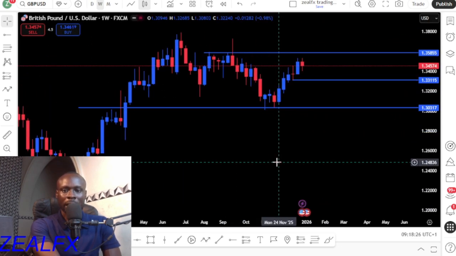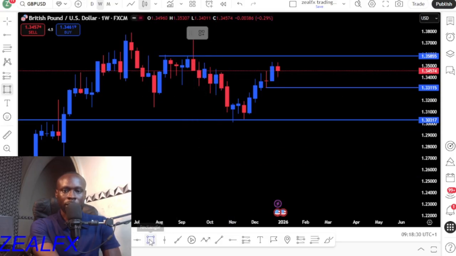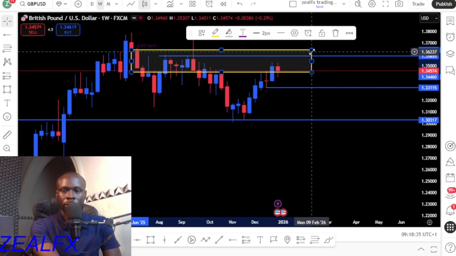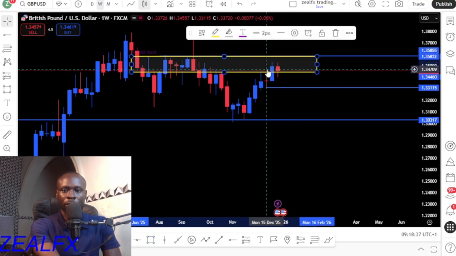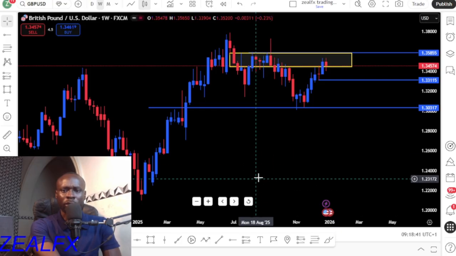On the weekly chart, you can see that price closed on the resistance level. Price closed on this major resistance level on the weekly chart on the pounds USD. So let's look at the structure of the pounds USD on the weekly chart.